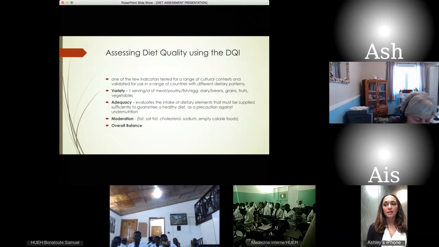So based on different dietary principles, there's a scoring system to assess the quality of someone's diet. These principles are variety, adequacy, moderation, and overall balance.